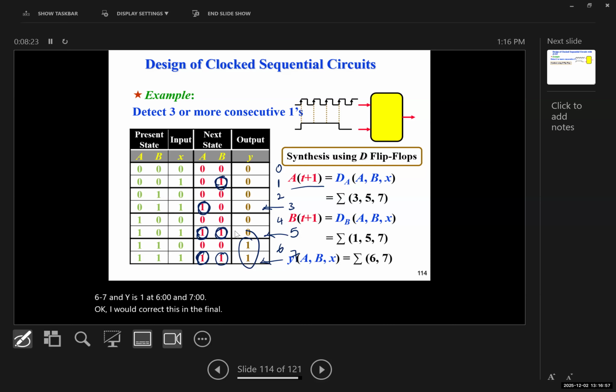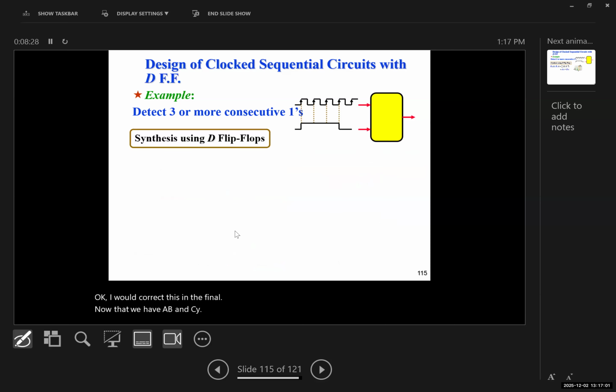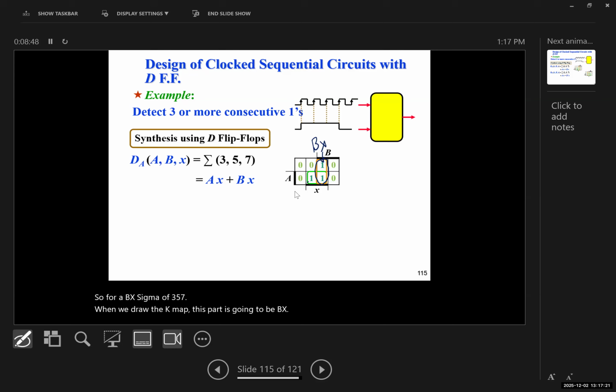Now that we have A, B, and C, Y, their minterms, we can draw their K-map and synthesize them using a D flip-flop. So for A, B, X, sigma of 3, 5, 7, when we draw the K-map, this part is going to be BX, and this one is going to be AX. So it's going to be AX plus BX.